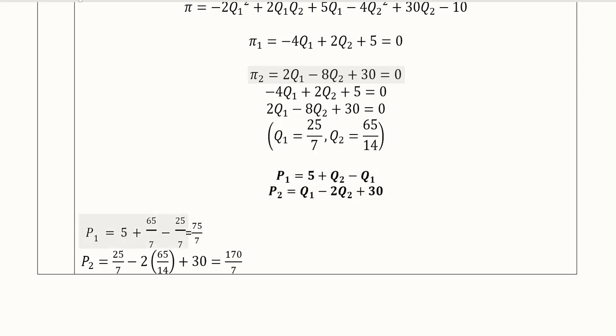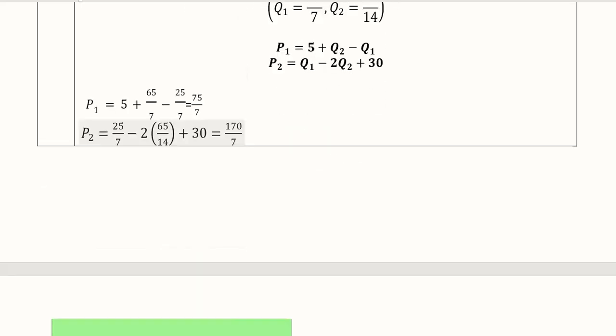So this is what we have done here. In P1, we have substituted the values of Q2 and Q1, and here of Q1 and Q2, to get the values of P1 and P2 respectively. So these are the two values of P1 and P2.